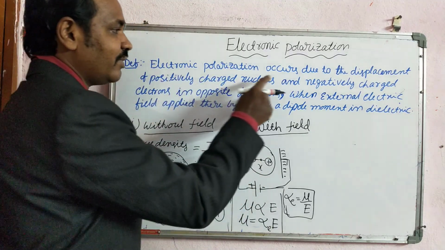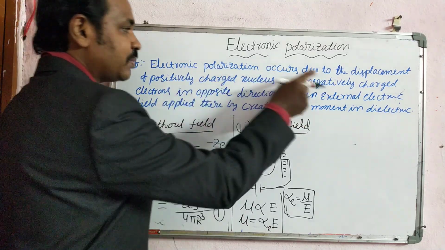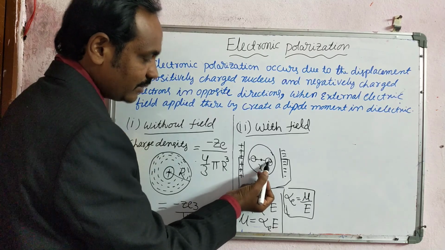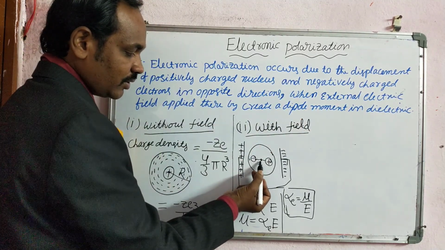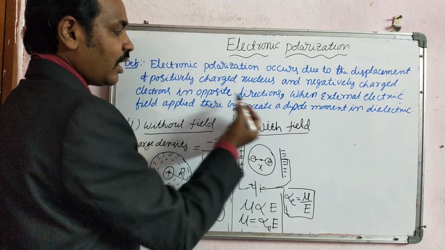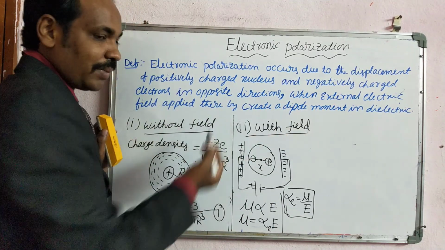That is the only definition, no need to memorize it by heart. So electronic polarization occurs due to the displacement of the positively charged nucleus from here to here, and the negatively charged electron center moving from here to here in the opposite direction. Both move in opposite directions when an external field is applied.